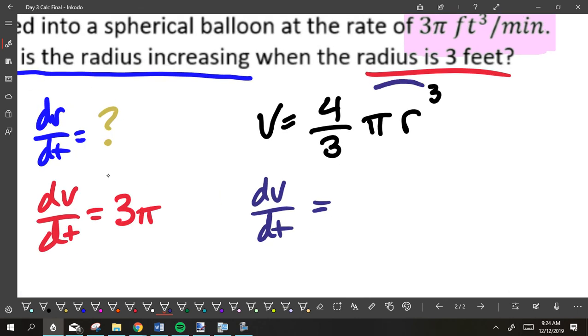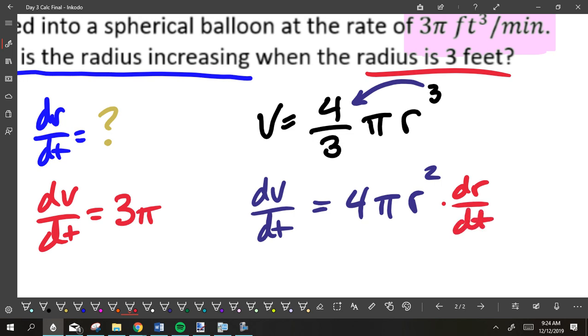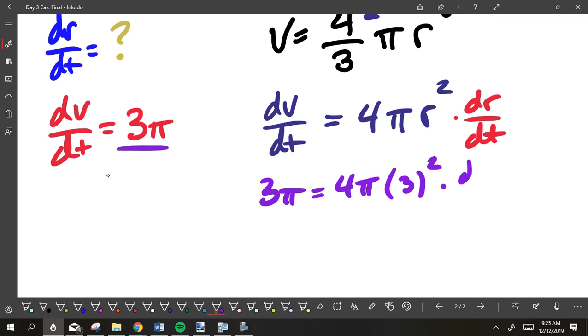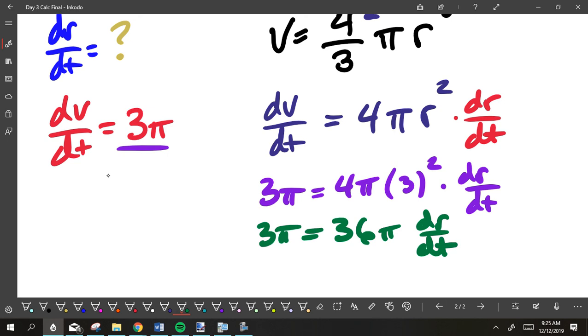We're going to multiply by that 3. So it's 4 pi r squared. Don't forget 4 pi r squared. I just took the derivative of r with respect to t. So it's dr dt over there. I'm going to plug in what I know. dv dt is 3 pi. R squared, my radius, is going to be 3. And then dr dt, I'm getting that by itself. 3 pi equals 36 pi dr dt. Divide by 36 pi.